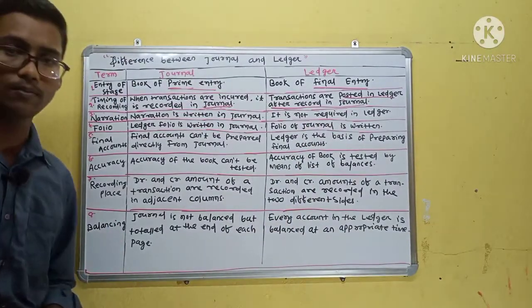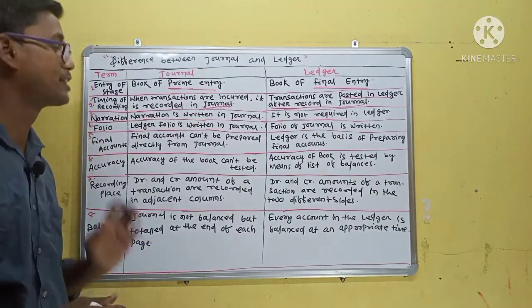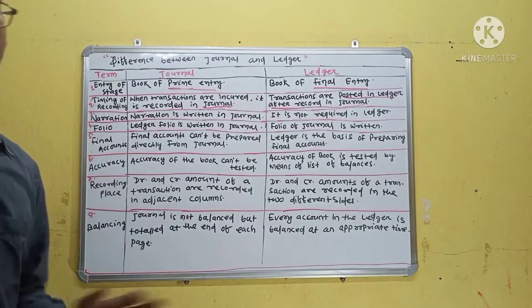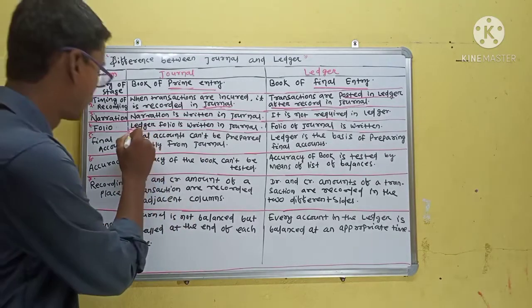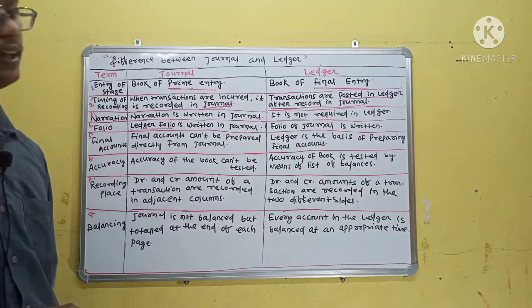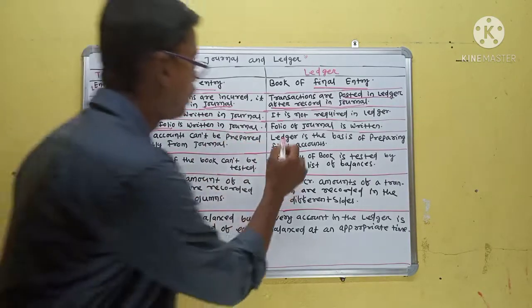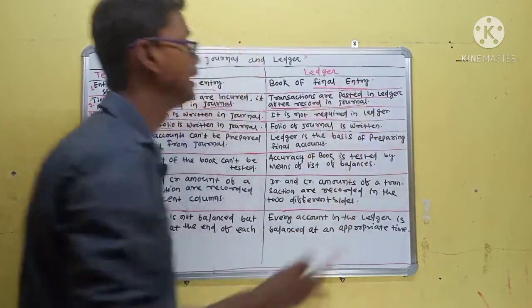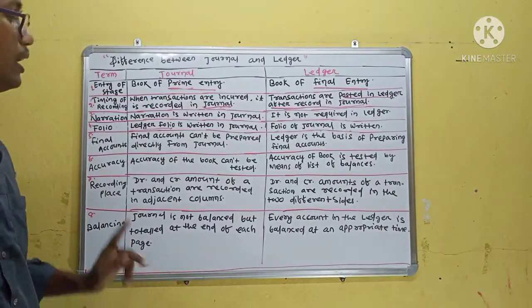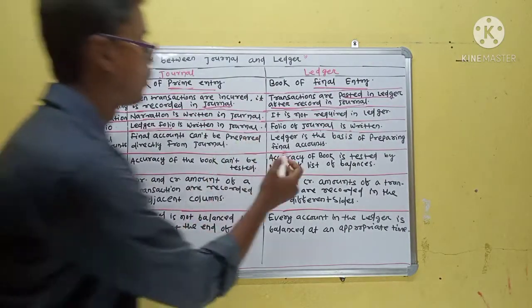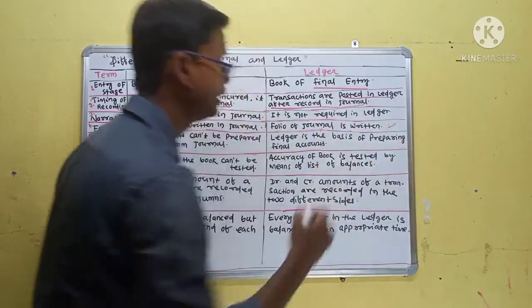And the fourth term is folio. Ledger folio is written in the journal, whereas the folio of the journal is written in the ledger.